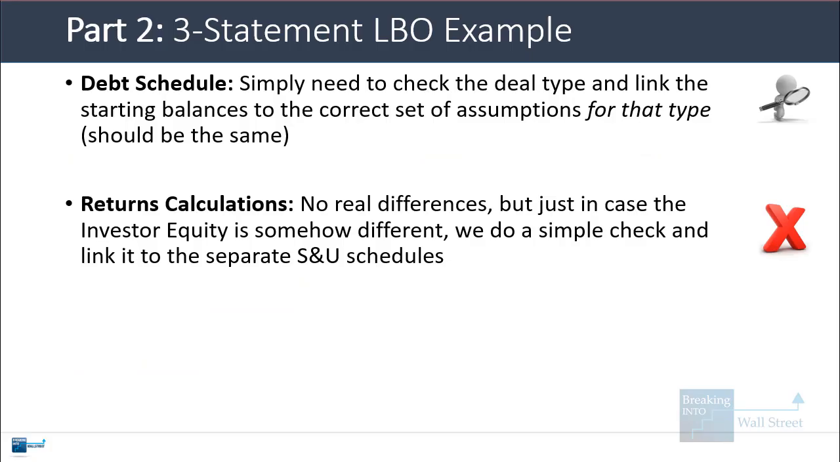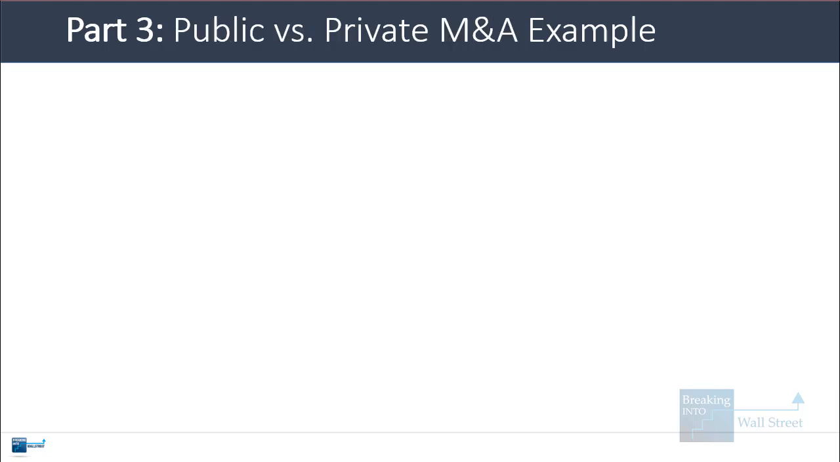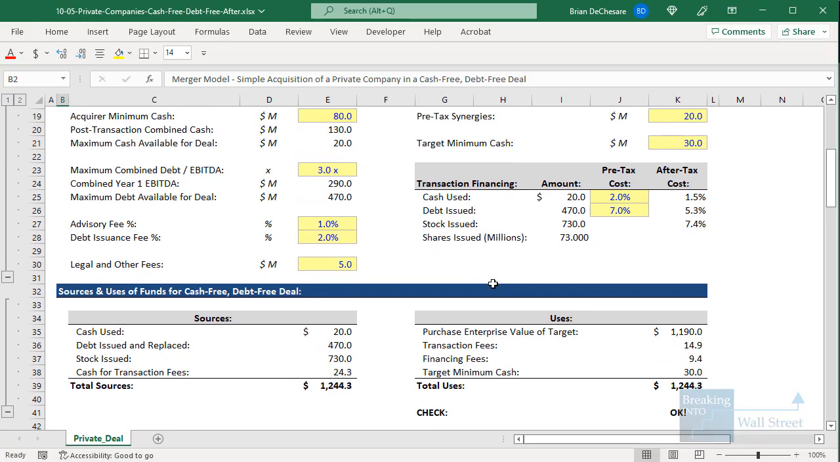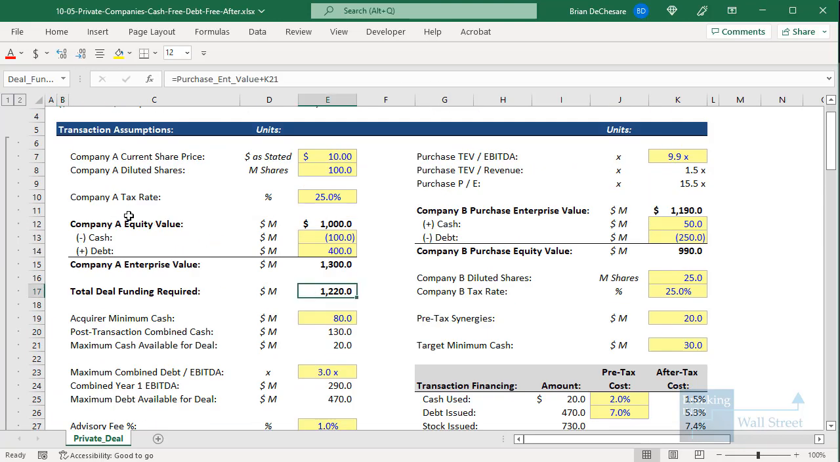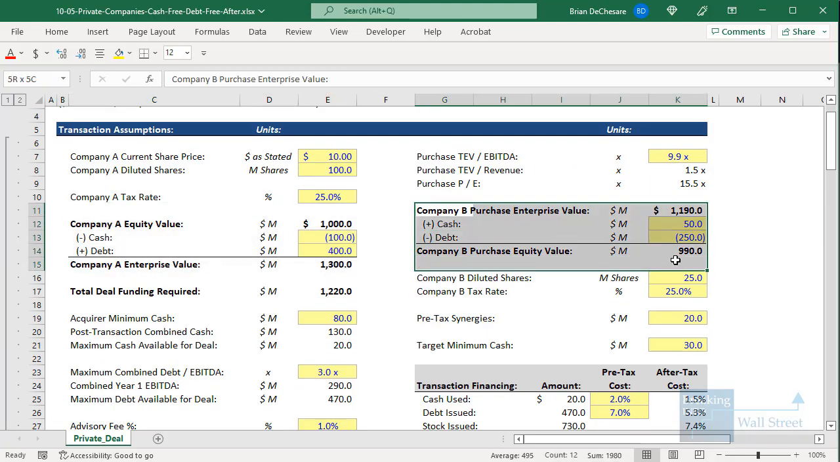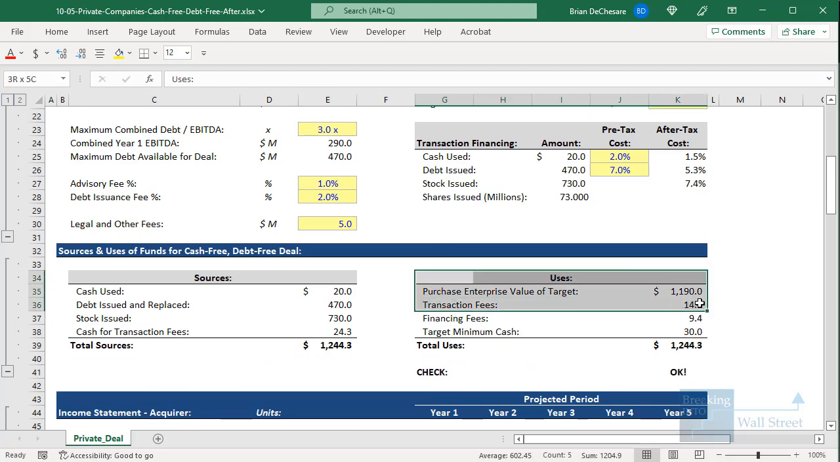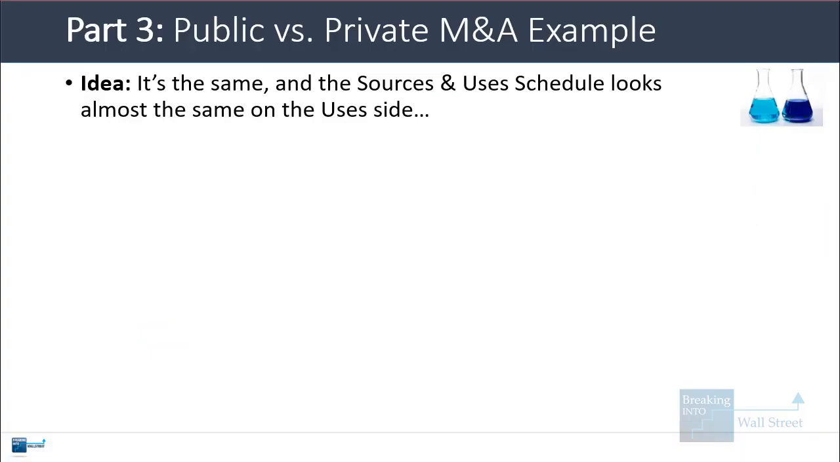That's pretty much all I wanted to say about the three-statement LBO model. With cash-free, debt-free M&A deals, it's really the same idea, and the sources and uses schedule looks about the same on the uses side. I'm pulling up an example right here. So here's an example with company A, the acquirer, and company B, the target. They're about the same size, but company A is slightly bigger. The uses side is still based on purchase enterprise value, fees, and a minimum cash balance for the target.